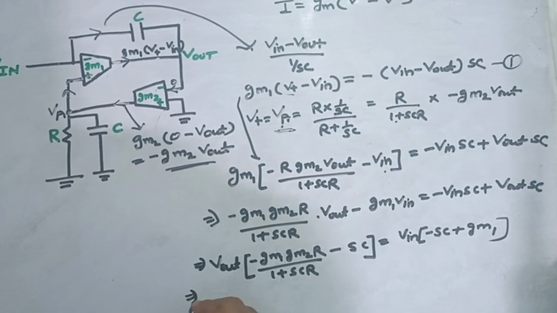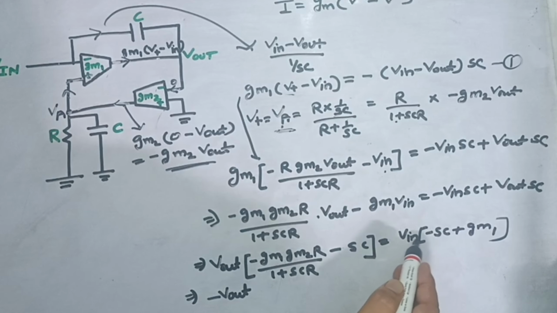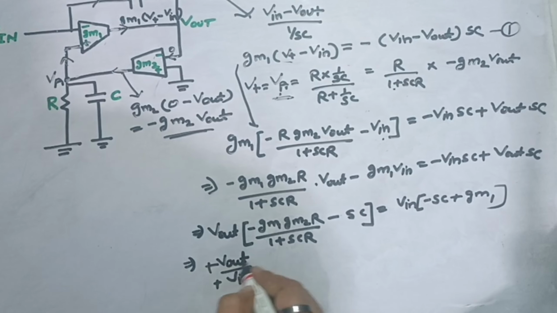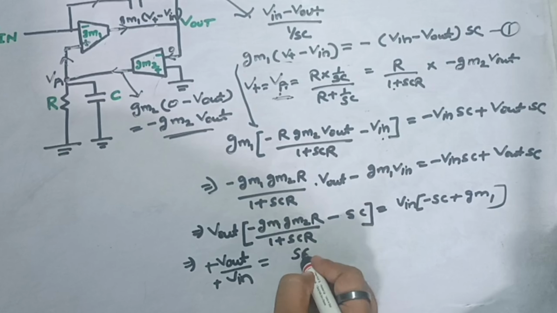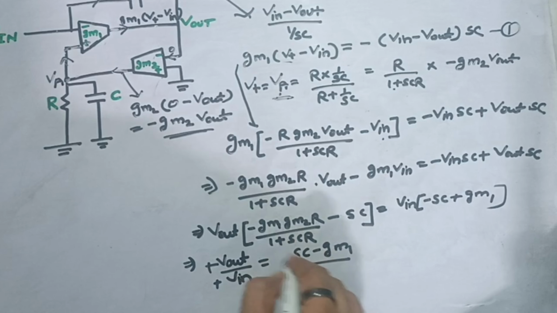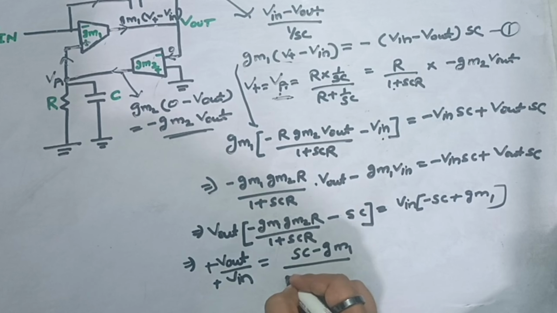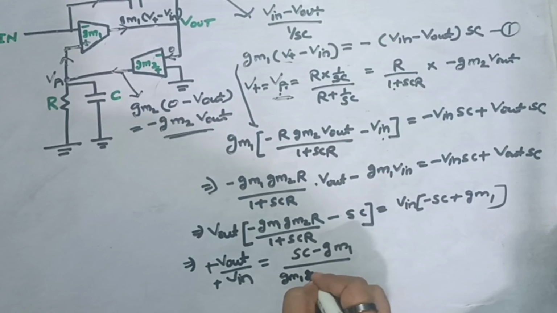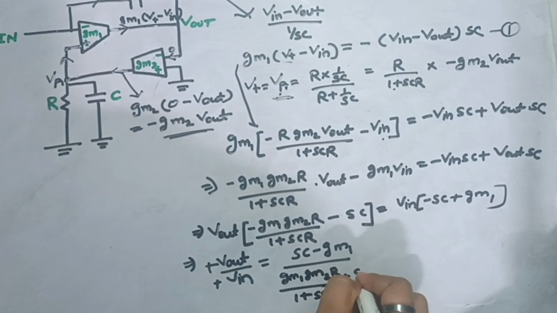If I take negative Vout as common, and negative Vin on the other side, the negative will get cancelled out, and finally I will get SC minus Gm1. This is this term, and this whole term will get divided here. So I will get Gm1 Gm2 R upon (1 plus SCR) plus SC. So this is the transfer function value.